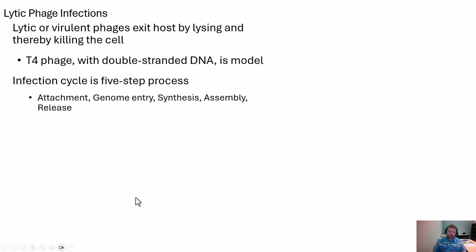Okay, so let's look at lytic phages in a little more detail. Okay, so like a T4 phage, which will often infect E. coli.